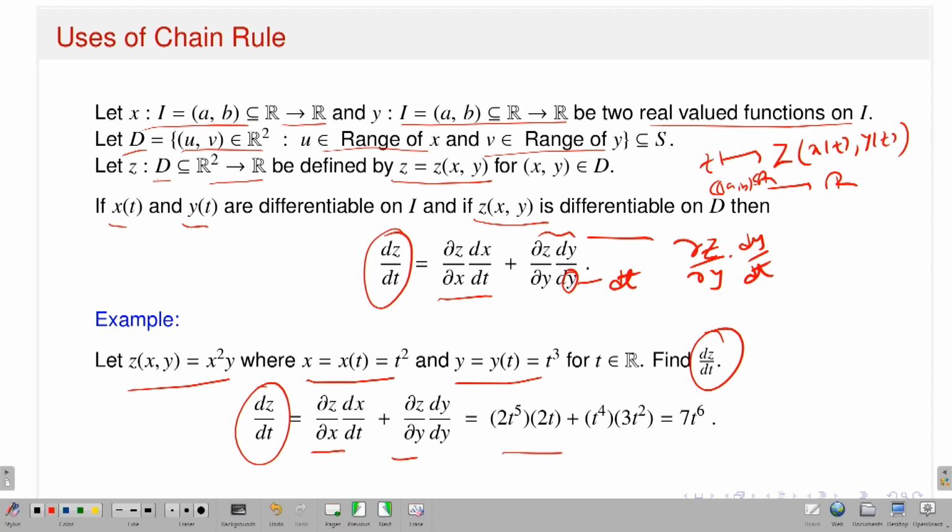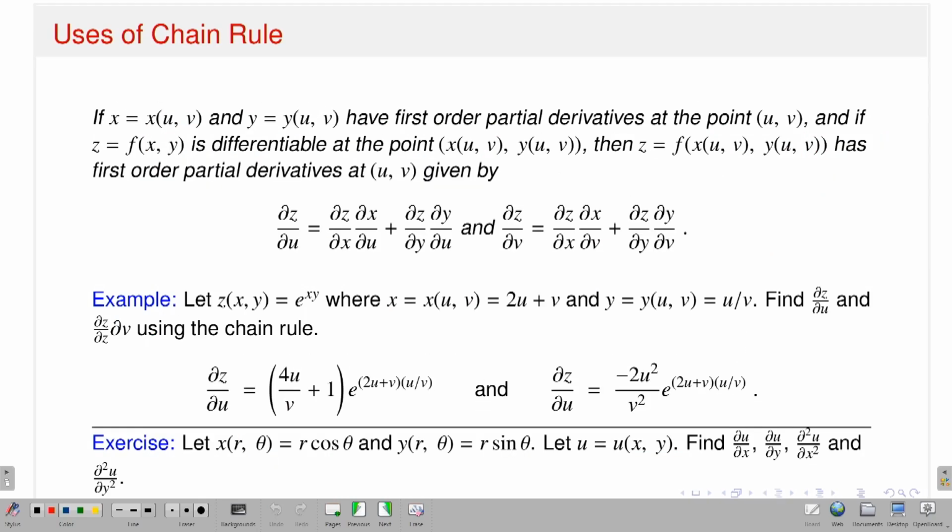This is very easily you can calculate and you will have this answer. So this is one of the uses of chain rule. Using chain rule you can have this observation. Yes. Another way, so the earlier one what?